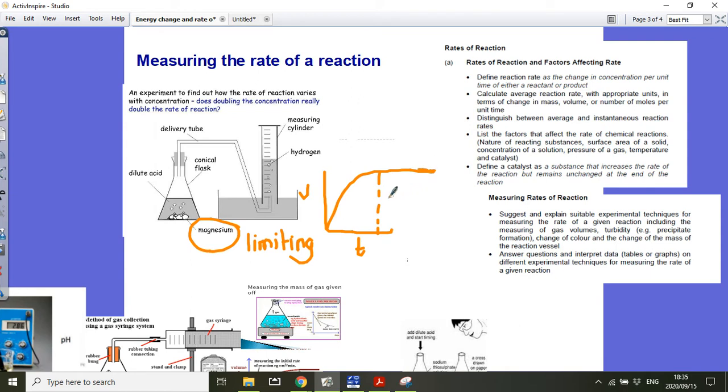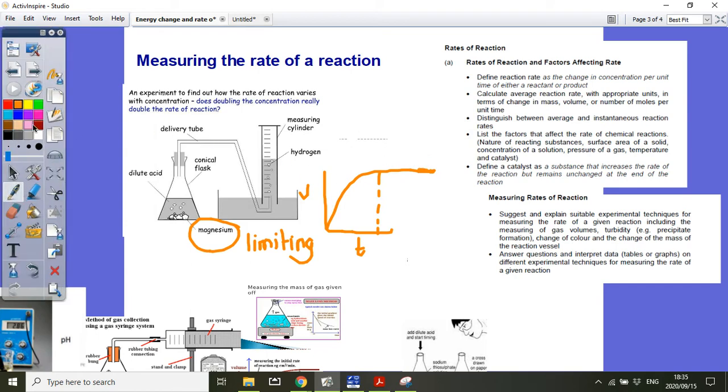There's always two things you need to think when you need to go and draw a new graph. You need to think, am I forming more product or the same? And am I forming it faster or slower? Faster or slower would be the gradient. Product would be your endpoint.